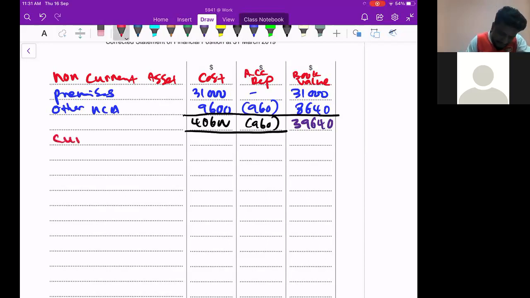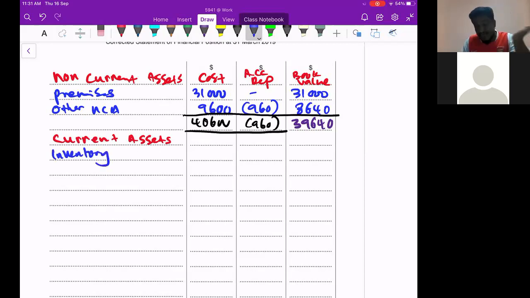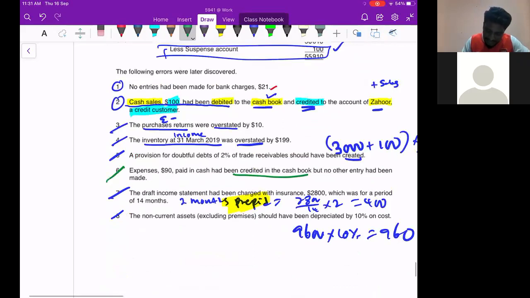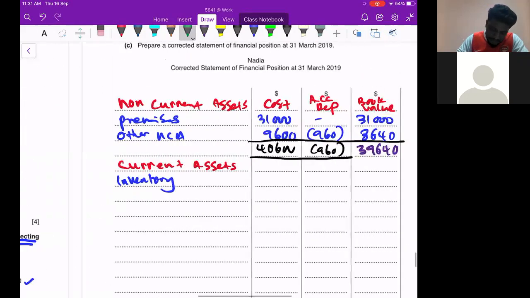After that, we have current assets. The first current asset, which almost all businesses will have, is closing inventory. You can write closing inventory, or just inventory, up to you. How much is my closing inventory? My closing inventory is 3170, but wait, I remember inventory has an adjustment here. Inventory is overstated by 199. Since it is overstated, I need to plus or minus? I need to minus. So 3170 originally overstated by 199, I minus the 199 and get 2971.